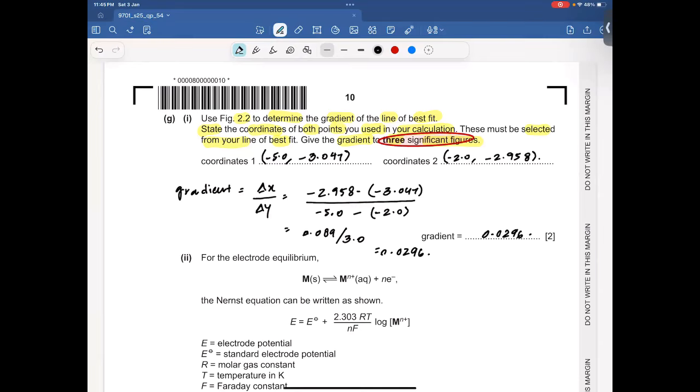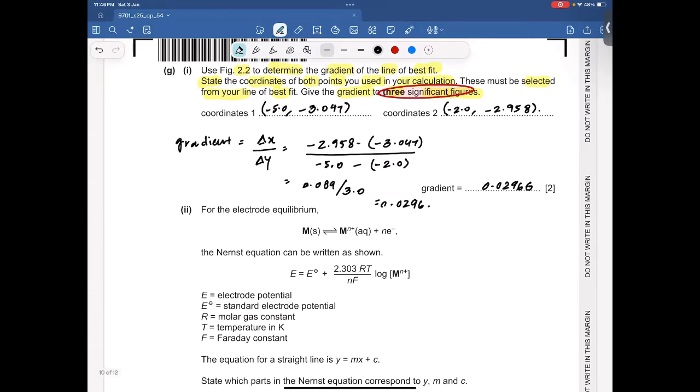0.0296 is the gradient. Let me double check. 0.089 divided by 3 is 0.02966. Okay, I think it's 3 significant figures, so we cannot write another 6.